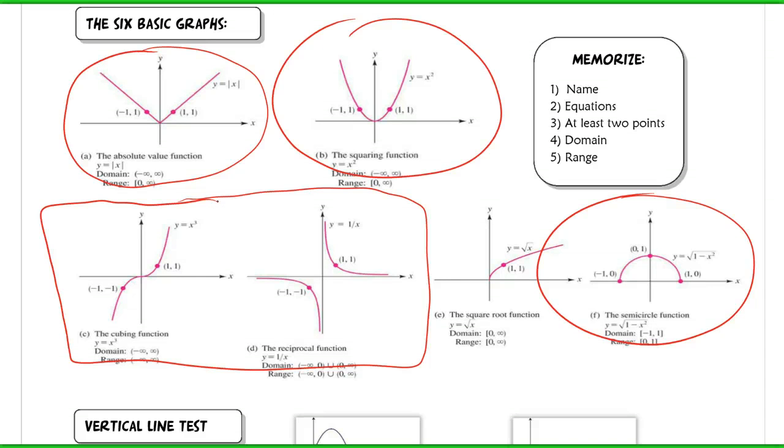Okay, I believe that about does it for this lesson. Oh, and then the neither, sorry. This would fall into the neither.